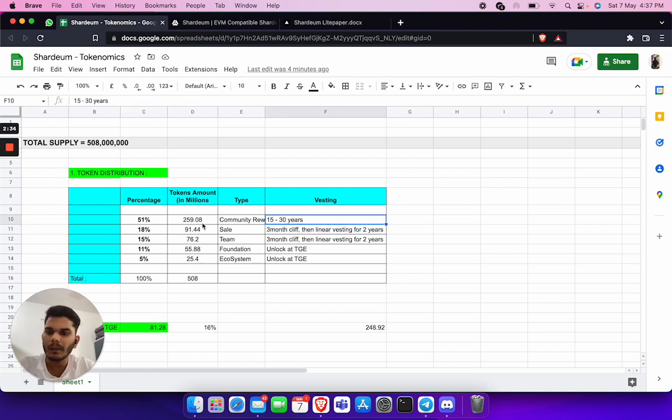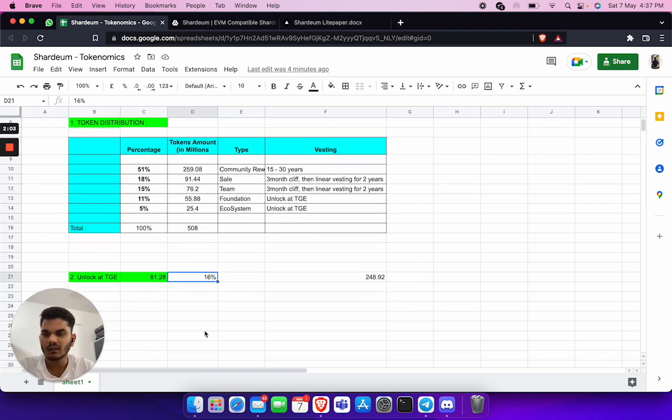And the sale consists of 91 million. 91.44 million is for sale, and 76.2 million is for team. And ecosystem and foundation are 55.8 and 25.4 million. These two, foundation and ecosystem, are the ones that get unlocked at TG. That is around 16%. And the unlock at TG is 81.28 million, the addition of foundation and ecosystem.